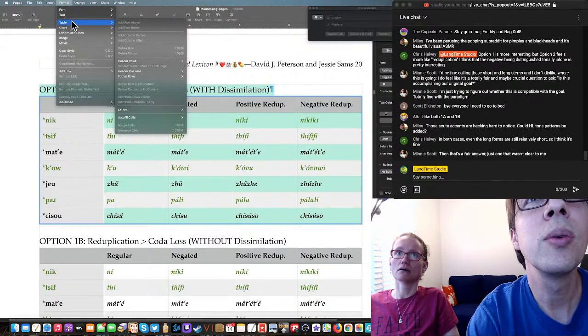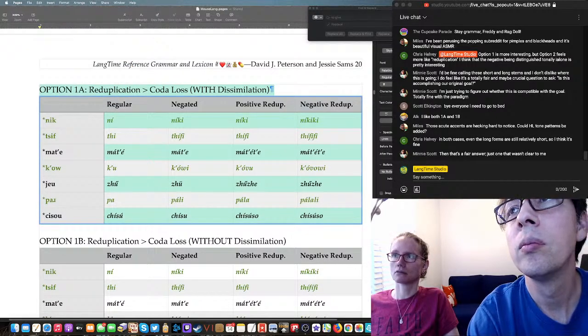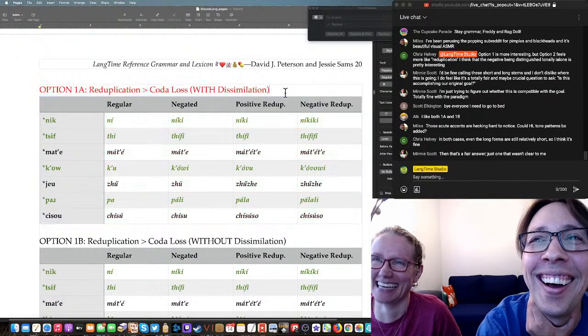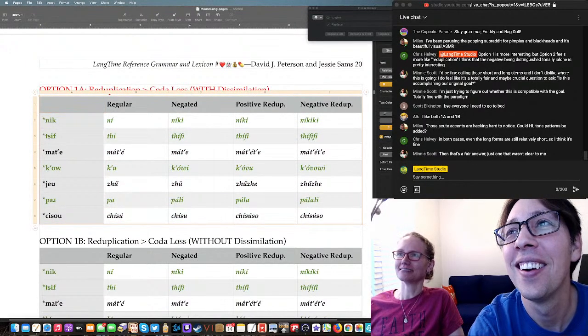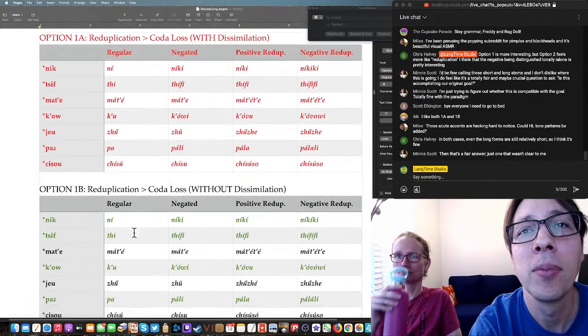I don't know what to do with this. Can you make the whole thing in red font? The table does not exist. All right, we got this. Okay, so we don't like that.